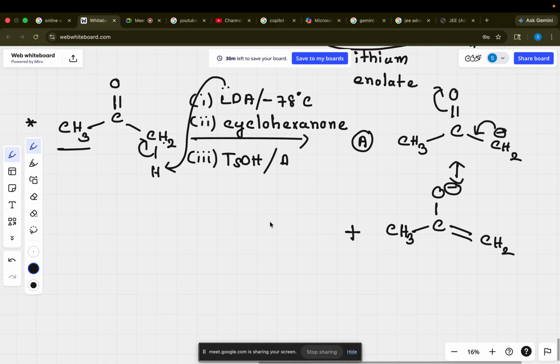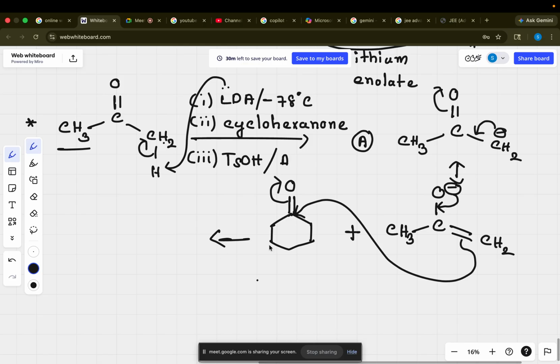Now the next step you have cyclohexanone. First of all draw the cyclohexanone. So cyclohexanone means this thing, right? What will happen? You can see you have O minus, and this carbon center is in conjugation. So O minus will push back its electron density, and this carbon will attack on this carbonyl carbon, then this bond will break. So this is the ring system you have.